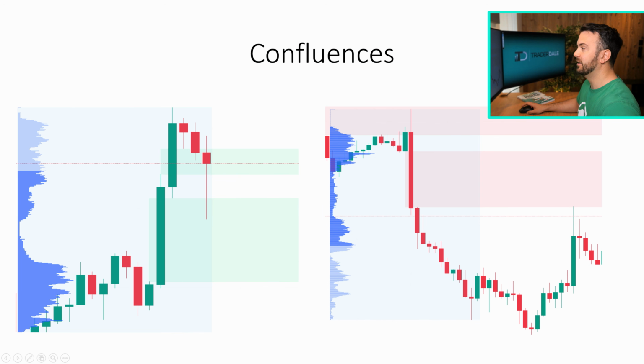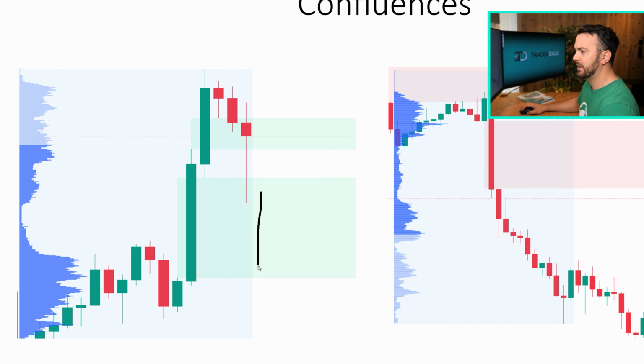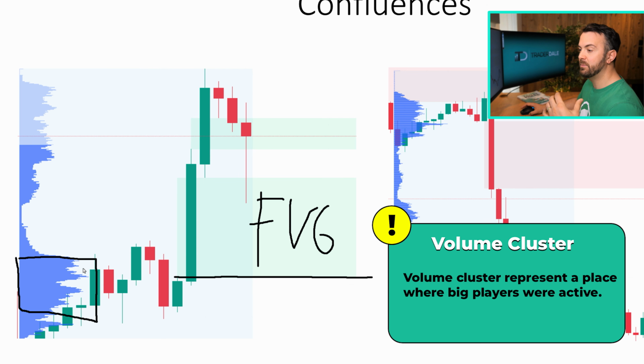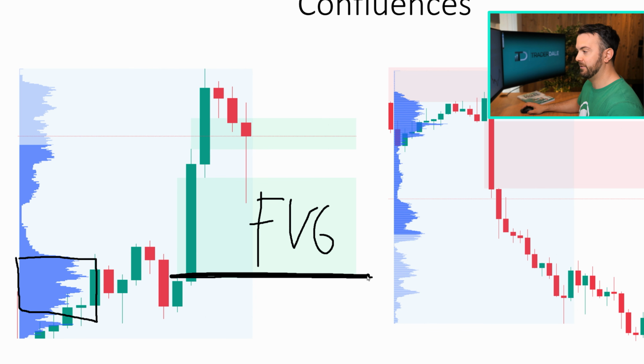Now the last thing that makes a good fair value gap is confluences. I personally like to trade with volume profile and look for confluences where I have a fair value gap and a significant volume zone, like in those two pictures here. So let's first take a look at the one on the left. In here, you can see a big fair value gap, starting at this level. And at the same time, around this zone, there was this significant volume cluster. The volume cluster represents a place where big players were active. And if it is also the beginning of a fair value gap, it makes the beginning of the fair value gap and the support it represents way stronger.